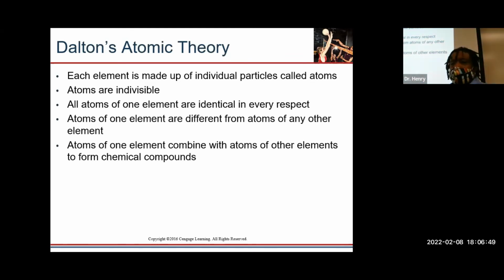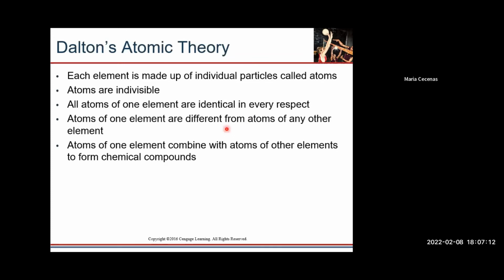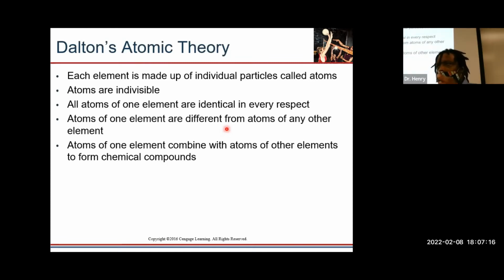That's what he said. Then he said that all atoms of one element are exactly identical in every way. And then he said that atoms of one element are different than atoms of another element. So that's kind of like saying carbon and oxygen are different, right? You can kind of agree on that. Okay, good. And then he said that atoms can be combined in different ratios to make compounds. So we could get carbon dioxide or we can get carbon monoxide.